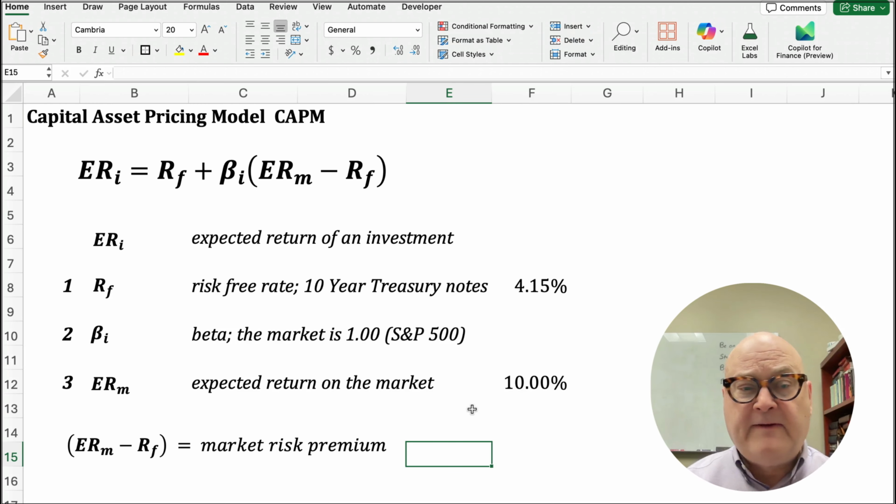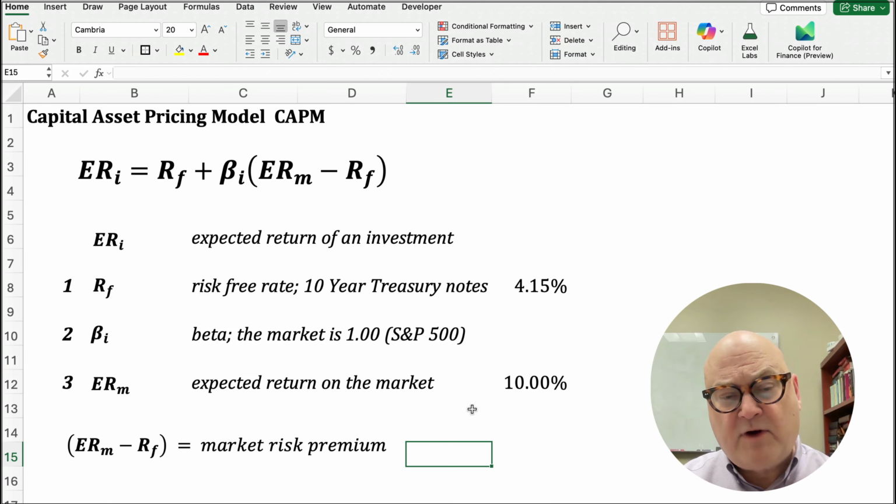So here's what happens. Why would you not invest in the 10-year Treasury note? You're getting an automatic 4.15%. Well, you might want to invest in stock because it might have a higher expected return, but it has a higher risk. And so to compensate you for that extra risk, you've got to get extra return.